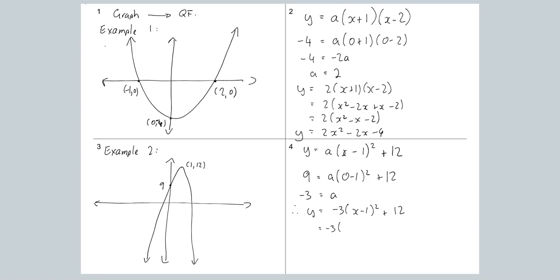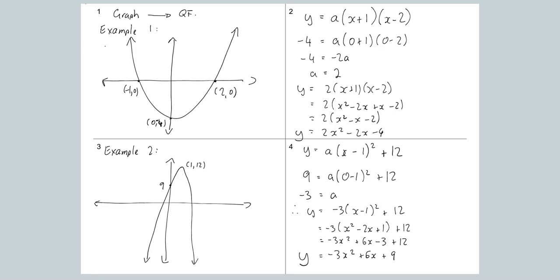So -3, outside of, following the pattern, x squared minus 2 times x times 1, which is 2x, and plus 1 squared, plus 12, expand, collect like terms. And we're done. I might just finish off with a y there.